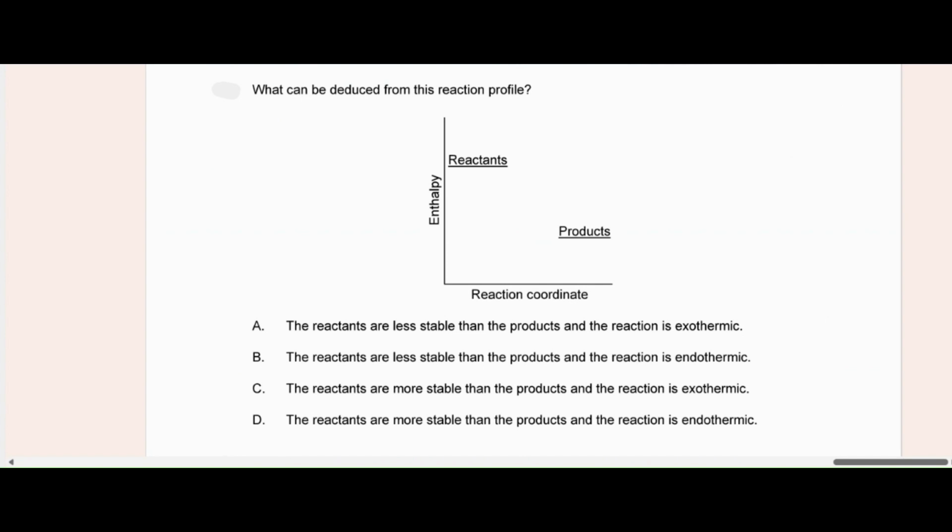What can be deduced from this reaction profile? Well, it's exothermic, we're releasing energy, we're going this way, so it will be either A or C. The reactants are less stable than the products. Why, yes, they are. They've got way more energy.